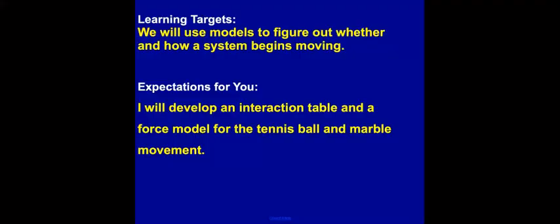So you're going to use those demonstrations today as you complete Activity 3.1. Our learning target is we're going to use models to figure out whether and how a system begins moving. So we're going to start to take a look at the forces behind each of the two things that you saw in a demonstration. The expectations for you is you're going to continue to work on developing interaction tables. We've worked with them a couple different times, and you're going to continue to work on creating force models, both for the tennis ball that you saw moving in a demonstration and the marble.